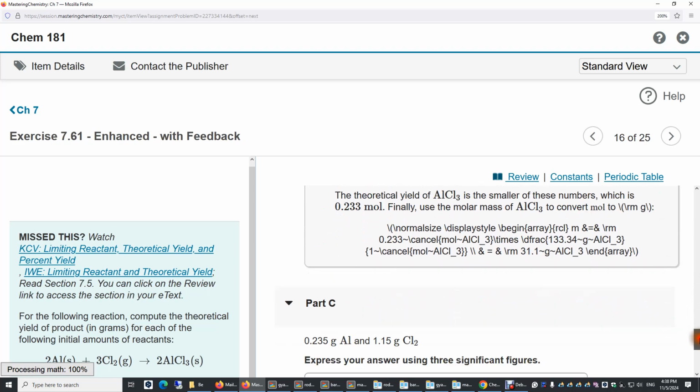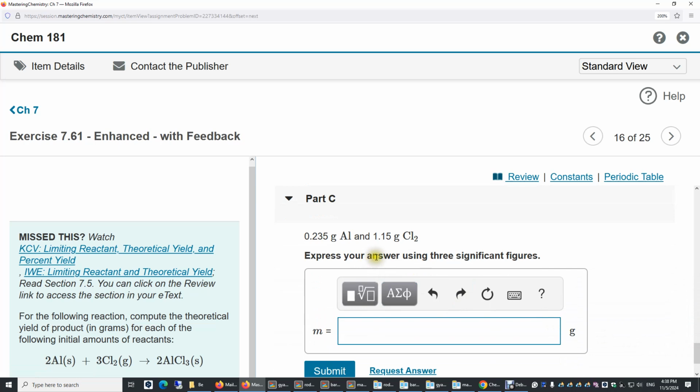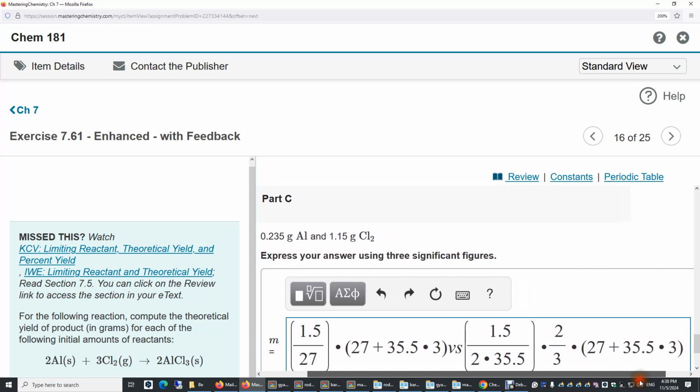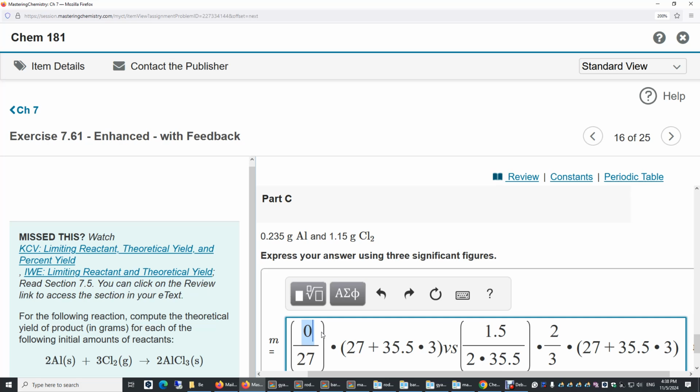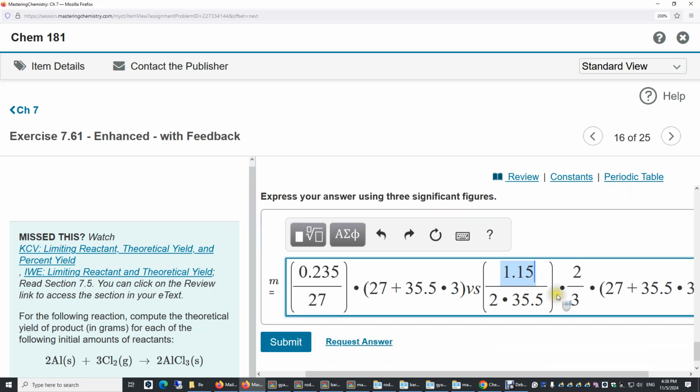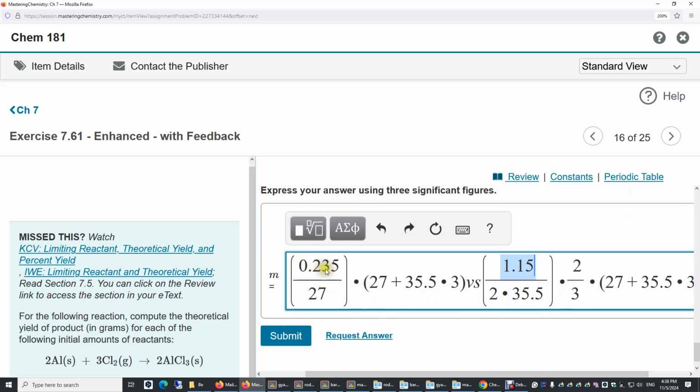Alright, finally part C. Part C, I copy pasted these 2 expressions, one from aluminum, one from chlorine, but I need the actual amount, 0.235 grams of aluminum, and over here it's 1.15. Alright, again, 0.235 over 27, that's the number of moles of aluminum. And then there's a 1-to-1 ratio between aluminum and the product. So this is also the number of moles of the product.